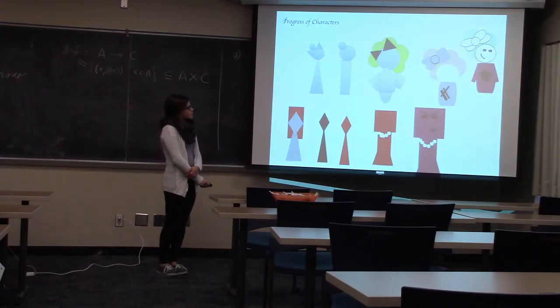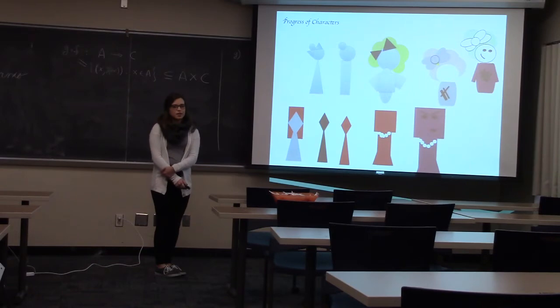This is my process work for the characters. I started out with Cinderella. I've always wanted her to have a bow. I felt like that signified it. I decided that I didn't want her to have gold hair.